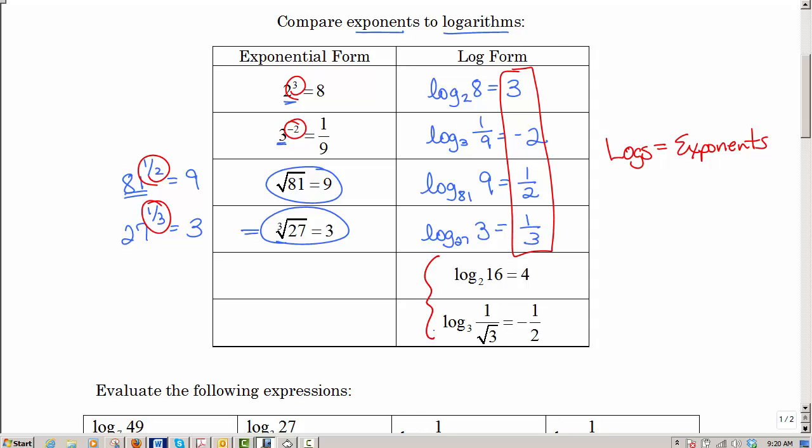So on these, can we go backwards? Can we write this in exponential form? Sure you can. So we take the base, raise it to the exponent, and what does 2 to the 4th equal? Of course it's 16. So here we have the base raised to the exponent, and that equals 1 over the square root of 3. Convince yourself that that's true. Look at that example at the top of the page where we had 1 over the square root of 6.